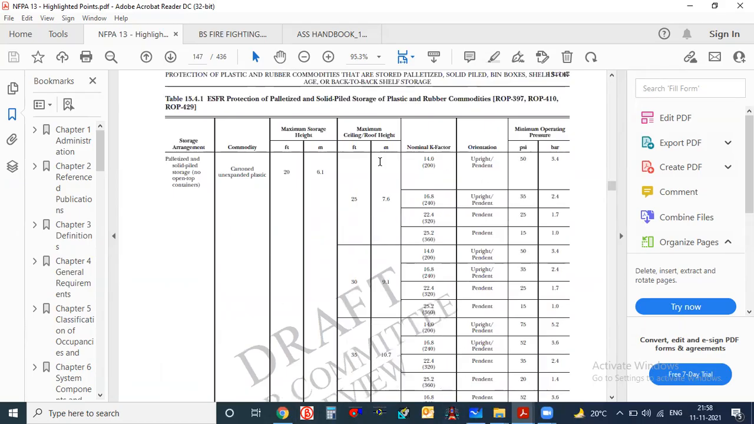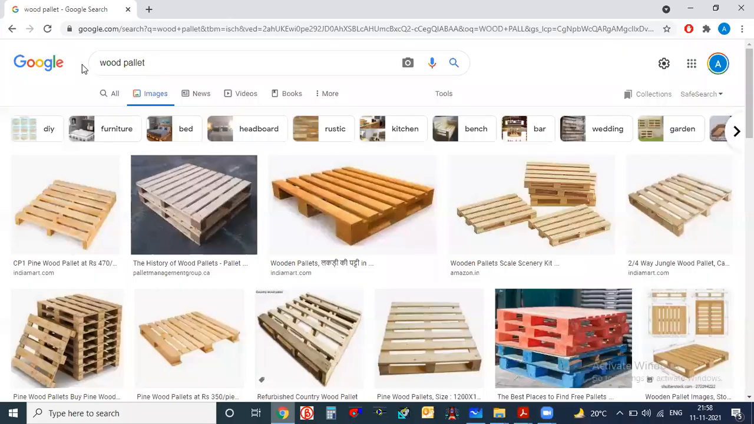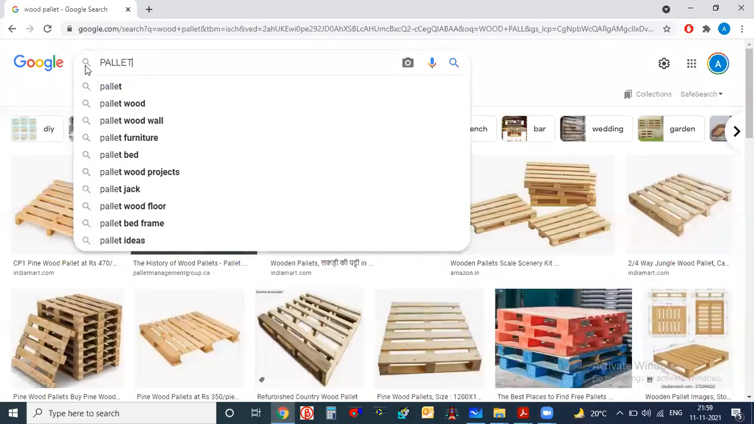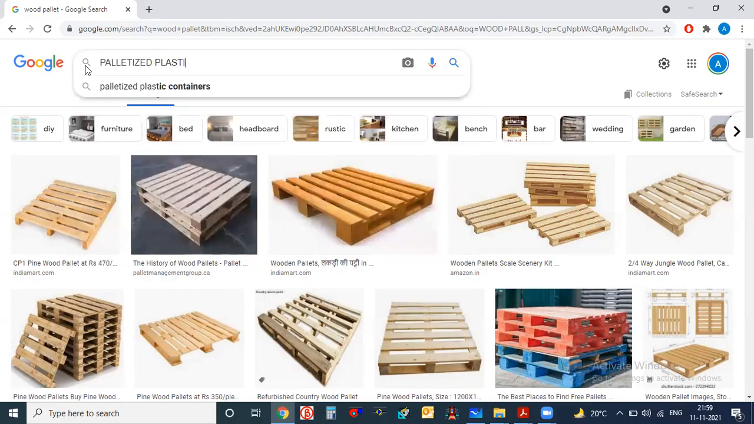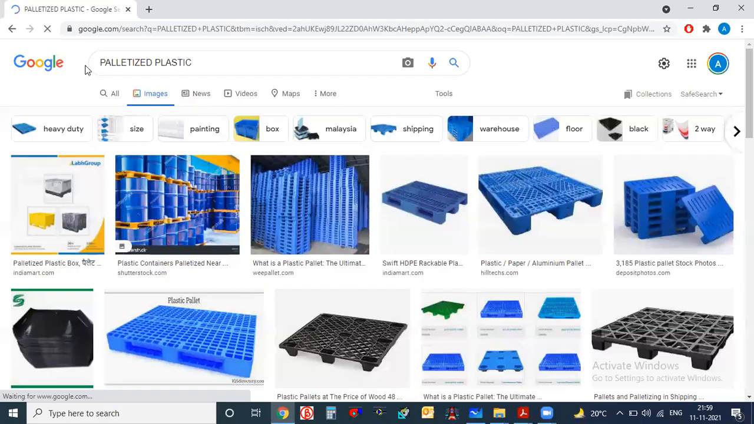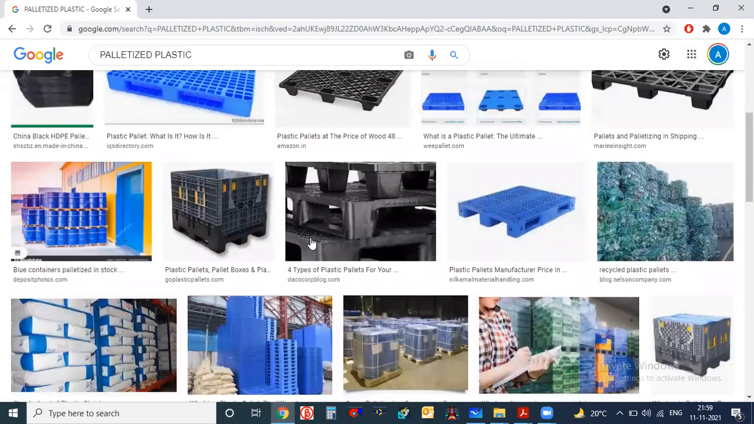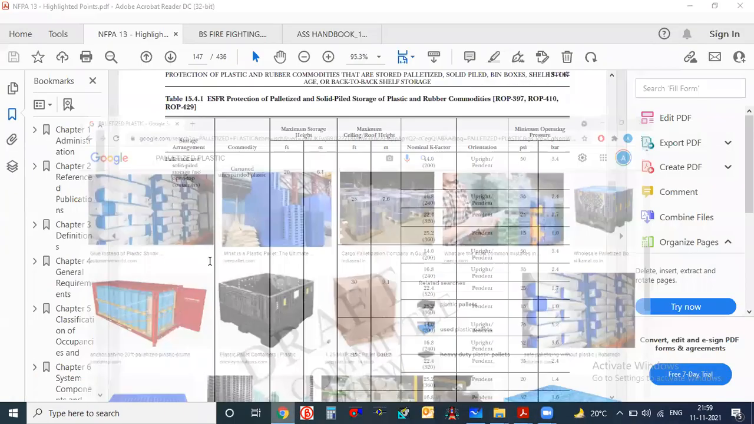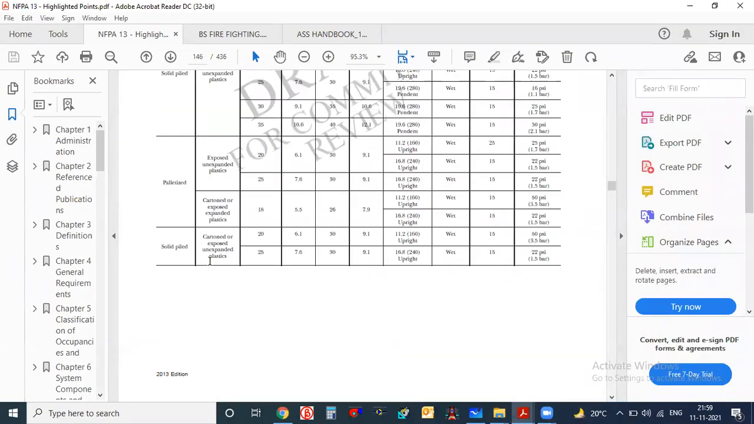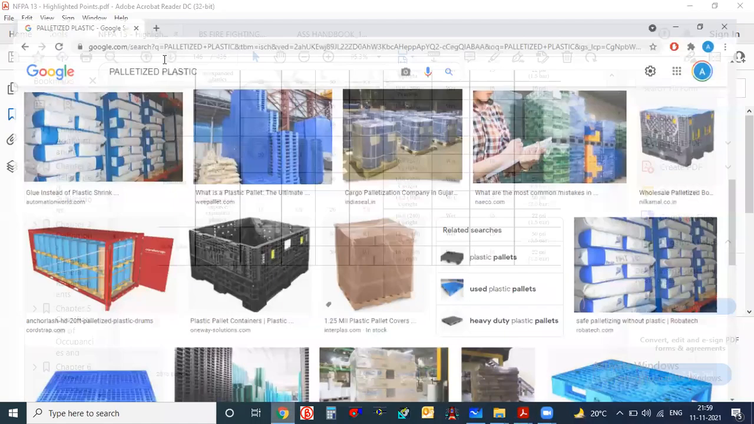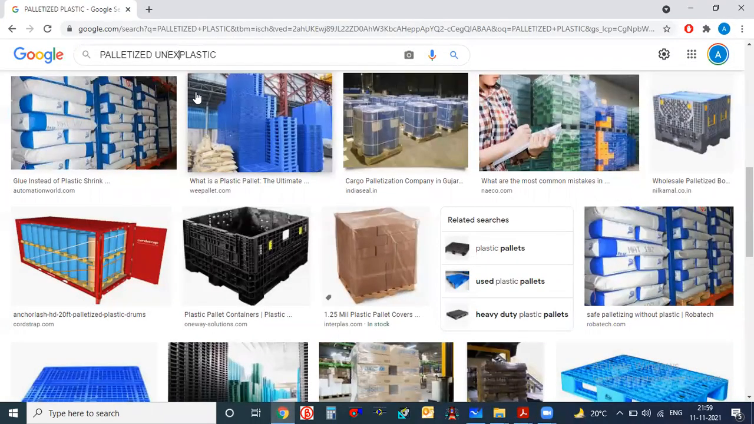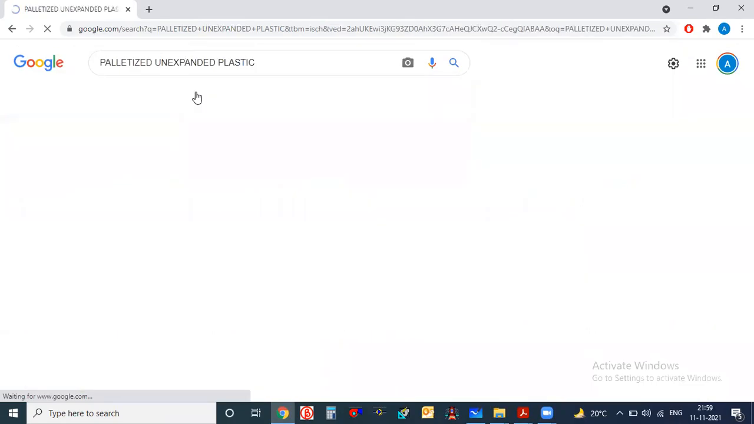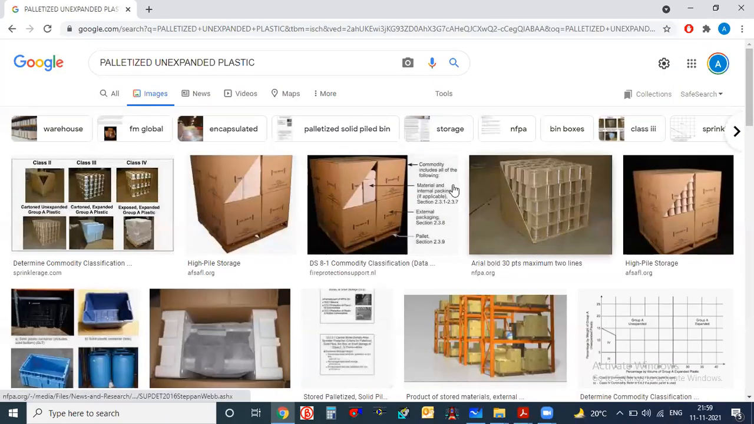What do you mean by palletized and solid piled? Let us check this. What is the meaning of palletized? We can check. Palletized plastic. If you check like this, see, this is the palletized one. So specifically you have to check. Suppose let us check anything like this: palletized, exposed, unexpanded plastic. Unexpanded plastic. See, it is showing something like this.